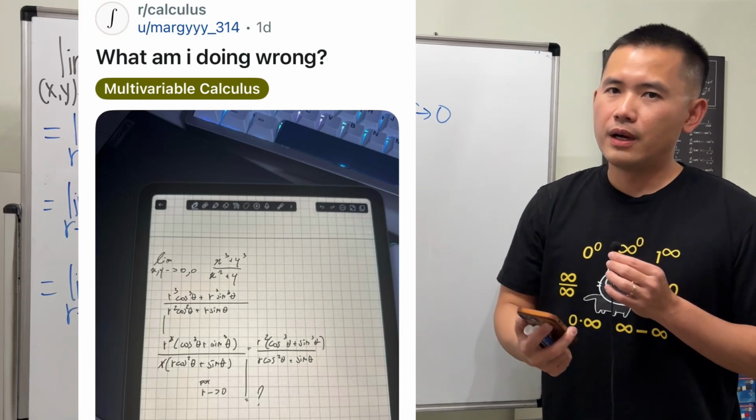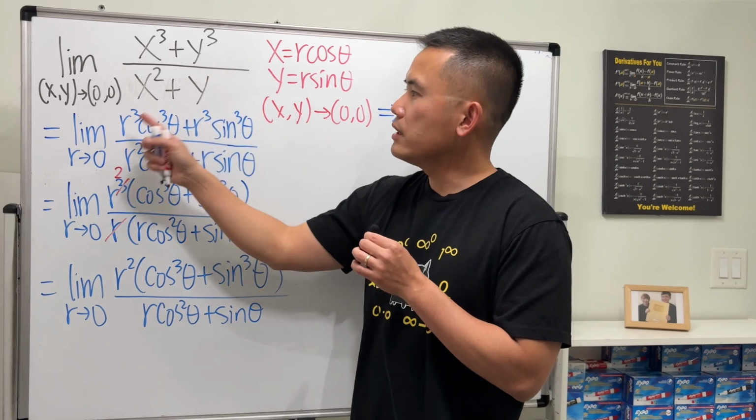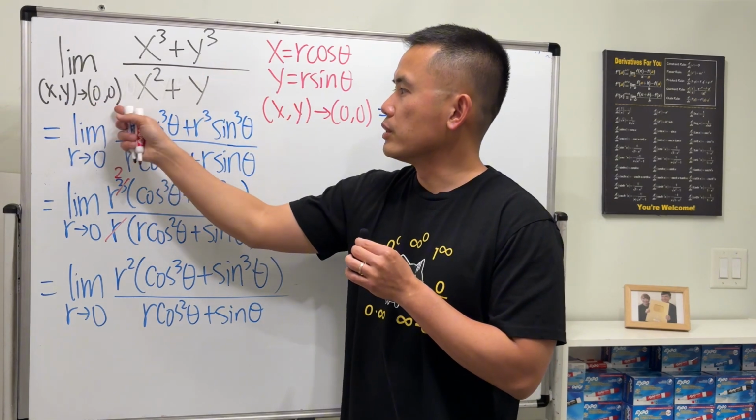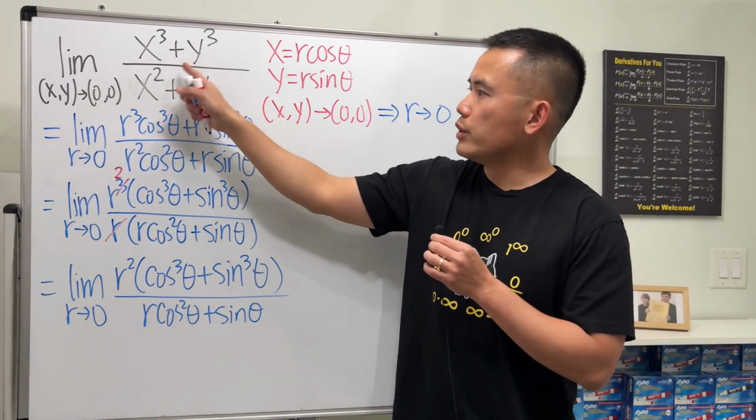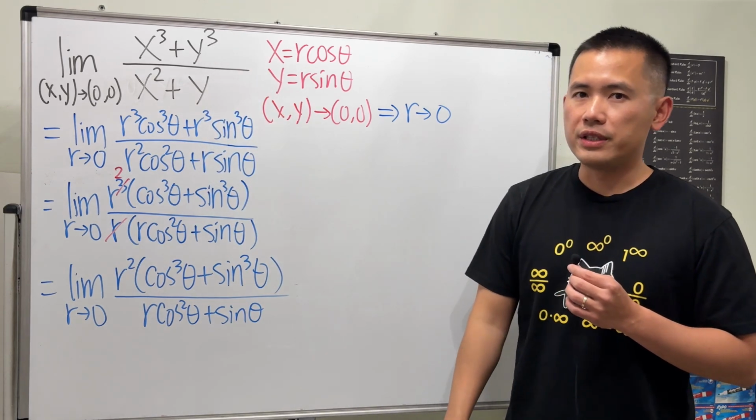What am I doing wrong? Okay, let's take a look. Here, we have a limit of a multivariable function, and we have x, y approaching 0, 0. So if we plug in 0 and 0 into x and y, we get 0 over 0, so we have to do more work in order to figure out the answer.